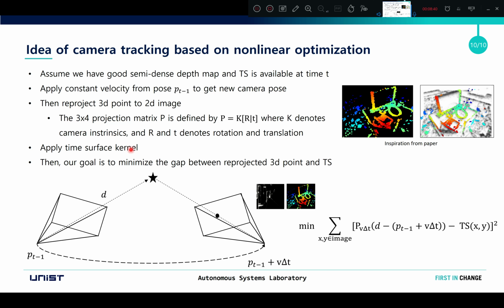Applying the time surface kernel, our goal is to minimize the gap between the reprojected 3D point and the time surface. This is the objective function. For every pixel which has a value, the objective function tries to minimize the gap between the 3D point and the 2D point in the time surface. I hope by solving this we can calculate the constant velocity v, and by integrating the velocity, I think we can track the camera position.